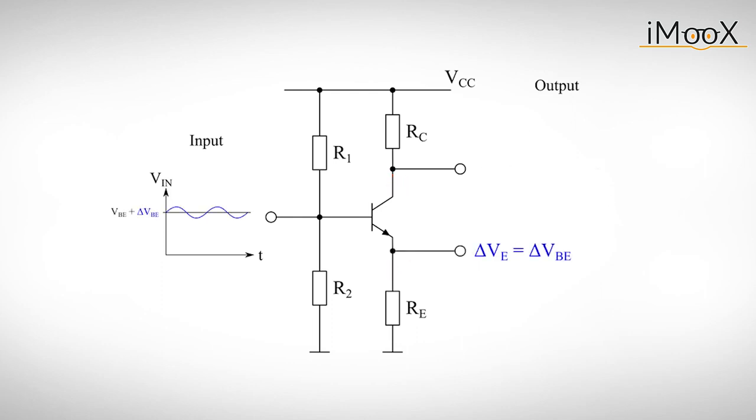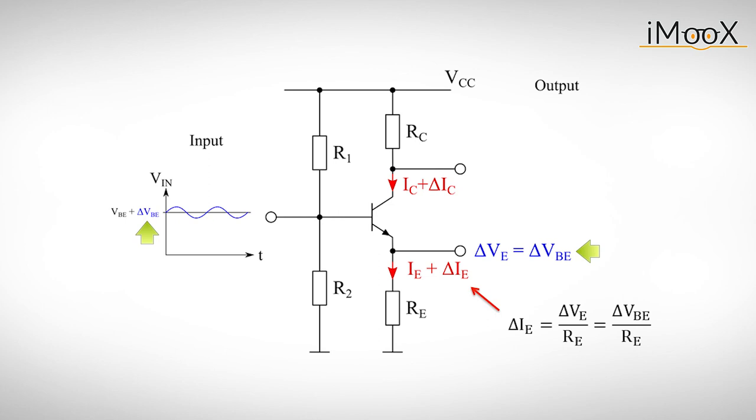Now imagine a small AC voltage delta VBE at the input of the amplifier. The emitter will follow the change of the voltage so that delta VE is equal to delta VBE. This will cause an alternating emitter current delta IE, which can be expressed as the alternating emitter voltage delta VE divided by the emitter resistor. Since the AC voltages at the base and the emitter are the same, we conclude that delta IE is delta VBE divided by the resistance RE.